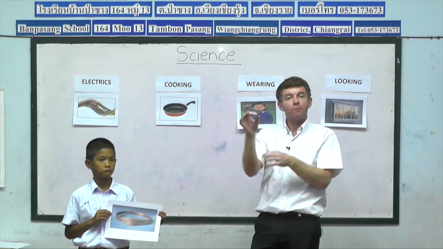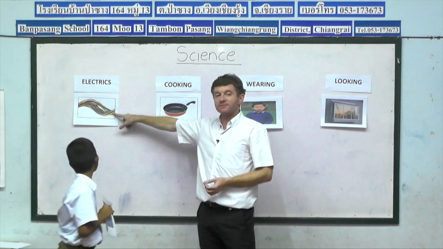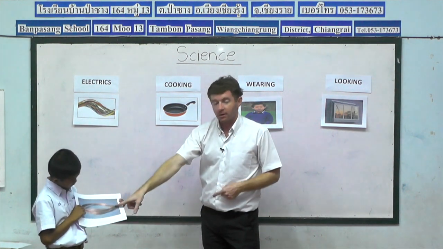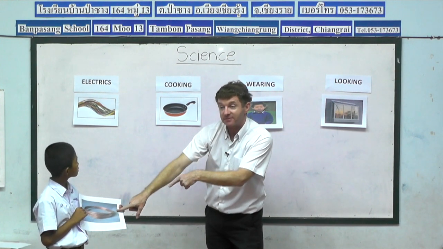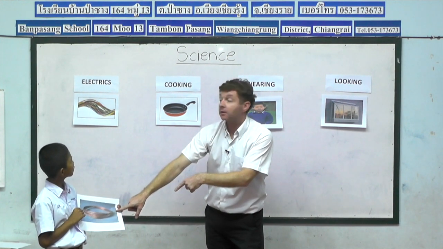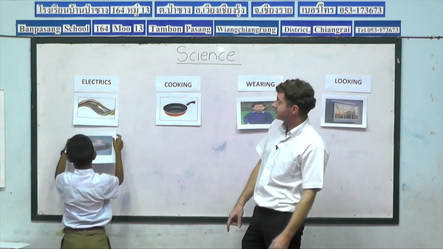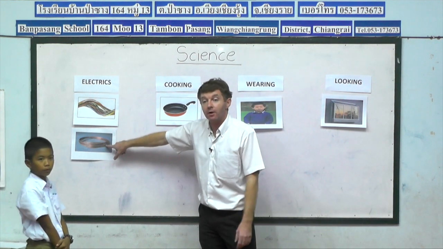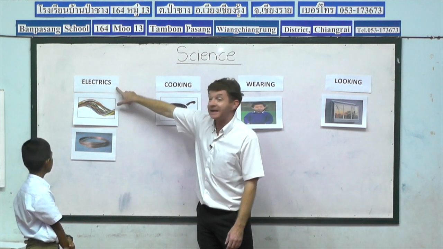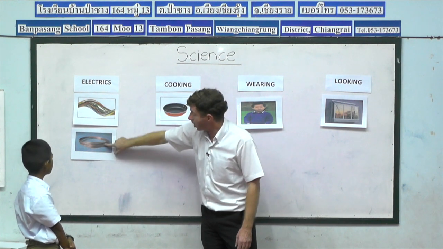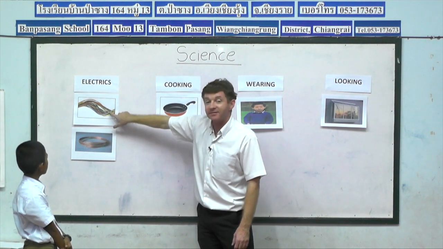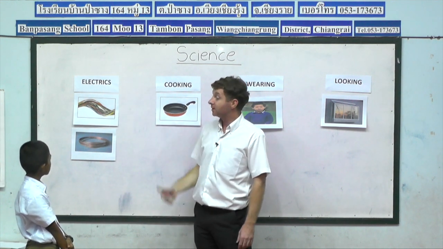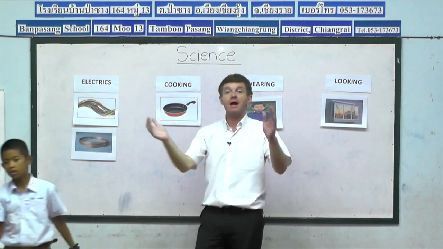Electrics. Very good. Remember when we learned about the wires, the plastic on the outside, but what's on the inside? Metal. And the type of metal is? Copper. So Pat, we can place it here and we can say together, copper, wires, electrics. Because the copper on the inside, the plastic on the outside makes the wires for electrics. Pat, excellent. High five, big round of applause for Pat.